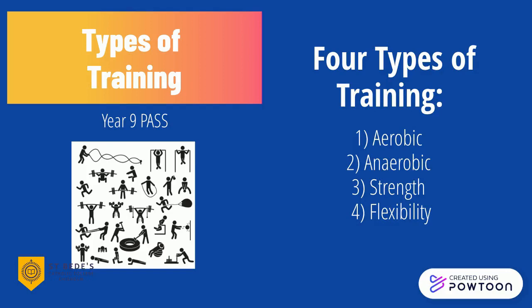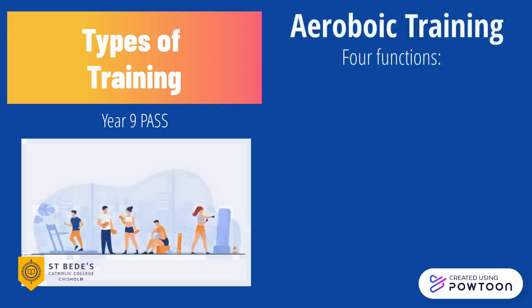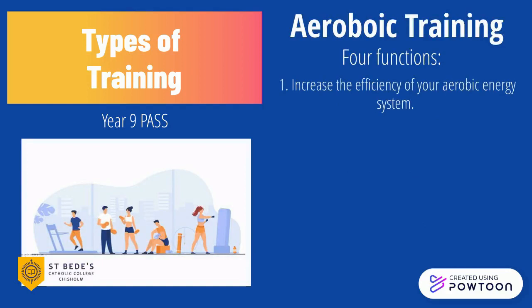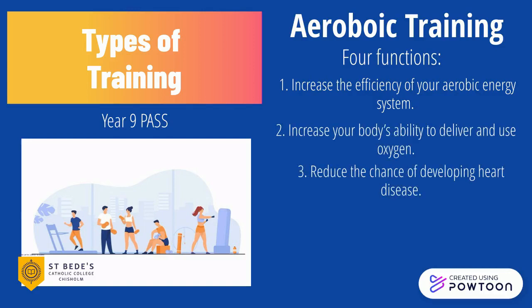The first is aerobic training, and it has 4 functions. Firstly, to increase the efficiency of your aerobic energy system. Secondly, to increase your body's ability to deliver and use oxygen. Thirdly, to reduce the chance of developing heart disease. And fourthly, to maintain ideal body weight.